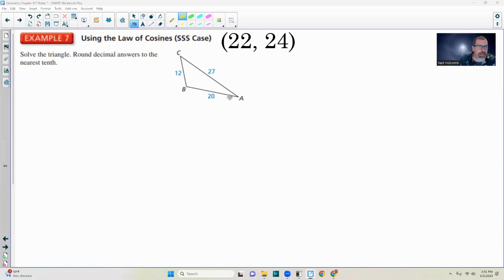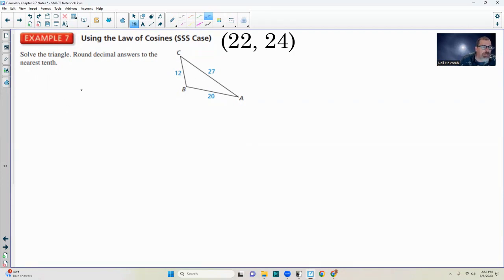Okay, example 7, using the law of cosines with a side case. So here we have 3 sides and no angles. Okay, so what do we do here? Well, it doesn't matter. We're going to pick one and we're going to find one of the sides or one of the angles by the law of cosines. So I could find angle B, I can find angle A, or I could find angle C. The book, I'm just looking, says they did B, but I could do A, I could do any one of them, doesn't matter.